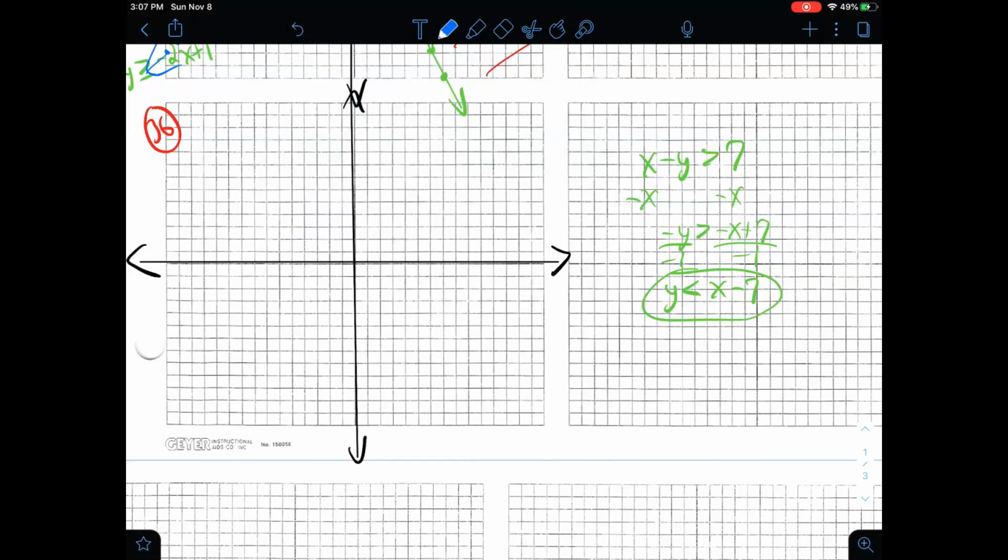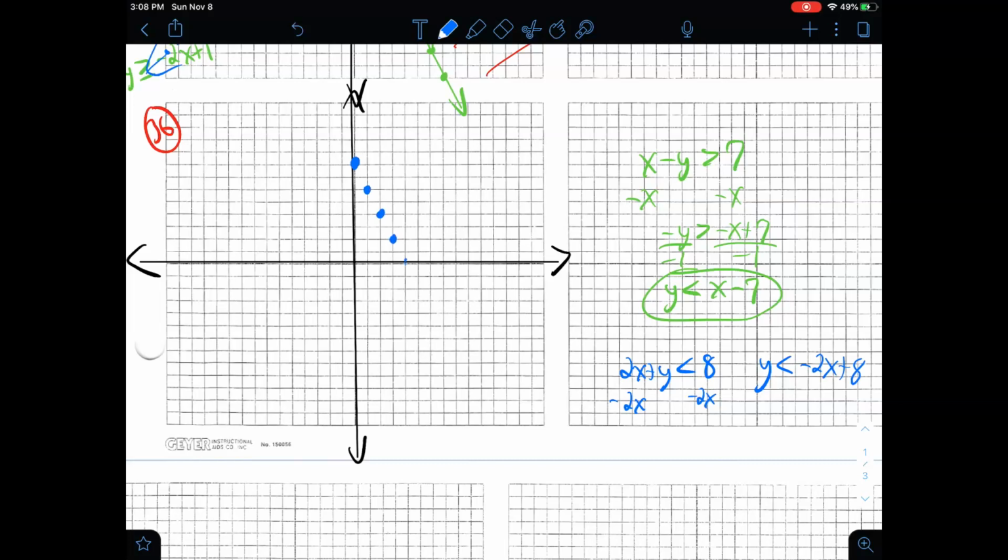The other one, the blue one, is going to be, we had 2x plus y is less than 8. So we subtract 2x. We get y is less than negative 2x plus 8. So these are both going to be dashed lines. So let's graph this. We got to go up 8. 1, 2, 3, 4, 5, 6, 7, 8.